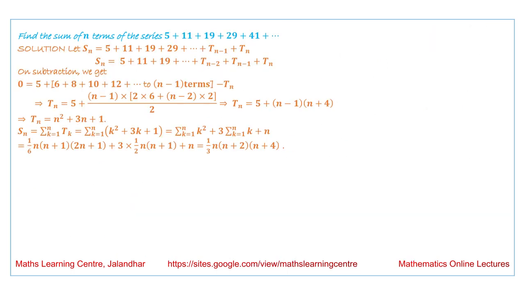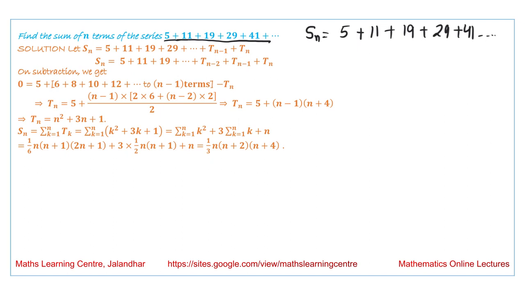Next, find the sum up to n terms of the series 5 plus 11 plus 19 plus 29 plus 41 and so on. If we look at this series, it is neither an AP nor a GP. So we have to calculate the sum. Let Sn be equal to 5 plus 11 plus 19 plus 29 plus 41 and so on.